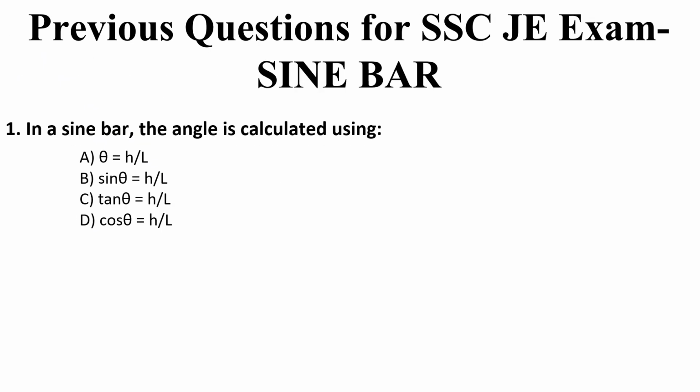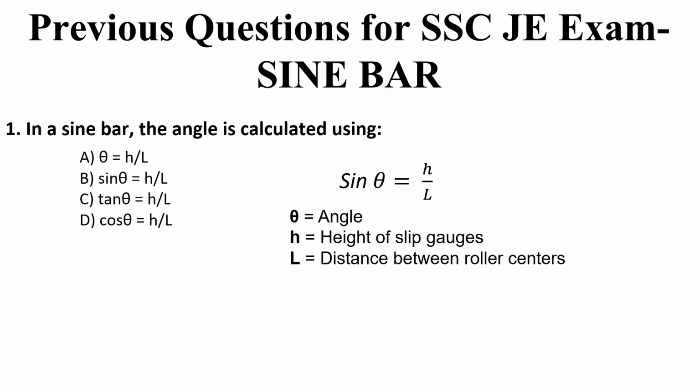Next we are going to discuss previous questions for the SSC JE exams on the sine bar topic. The first question is: in a sine bar the angle is calculated using option A, theta equal to h by L; option B, sin theta equal to h by L; option C, tan theta equal to h by L; option D, cos theta equal to h by L. We know that while measuring the angle with the sine bar, the relation is sin theta equal to h by L. So option B is the correct answer.